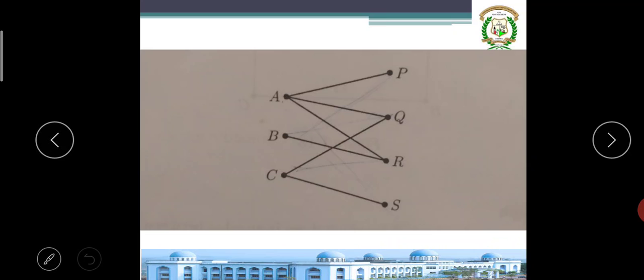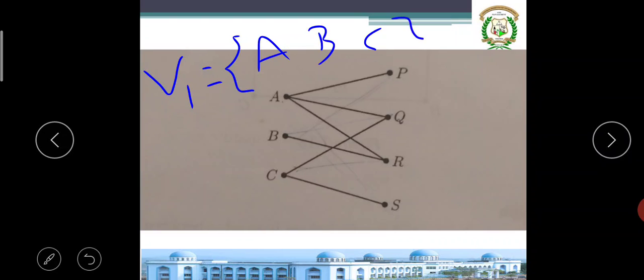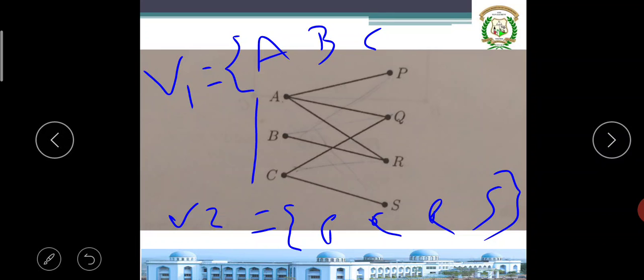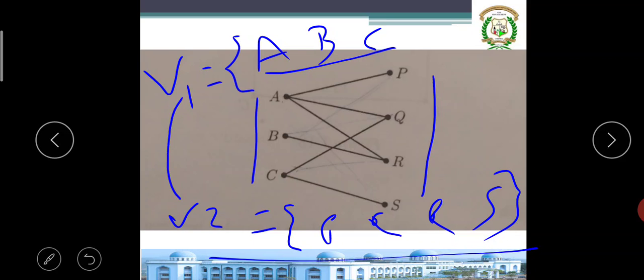If you observe this graph, I am able to classify the vertex sets: V1 contains A, B, C. V2 vertex set contains P, Q, R, S. Now these three I make one vertex set, and these four I make another vertex set. From V1 to V2 there are edges: A to P, A to Q, A to R, B to R, C to Q, C to R.